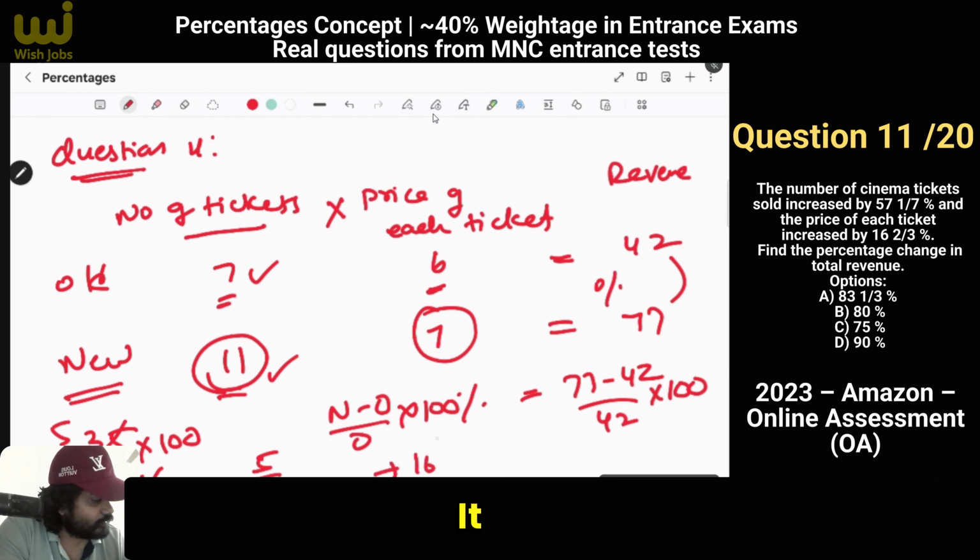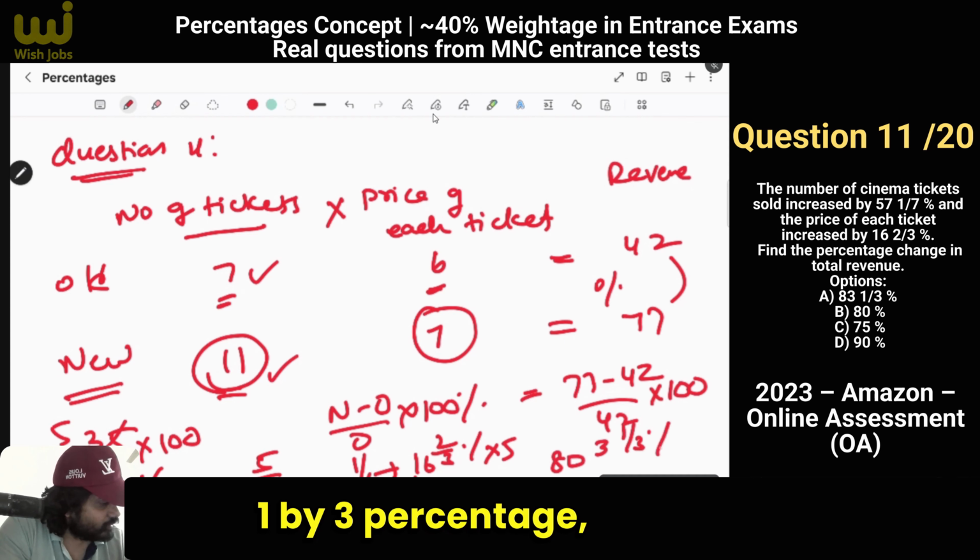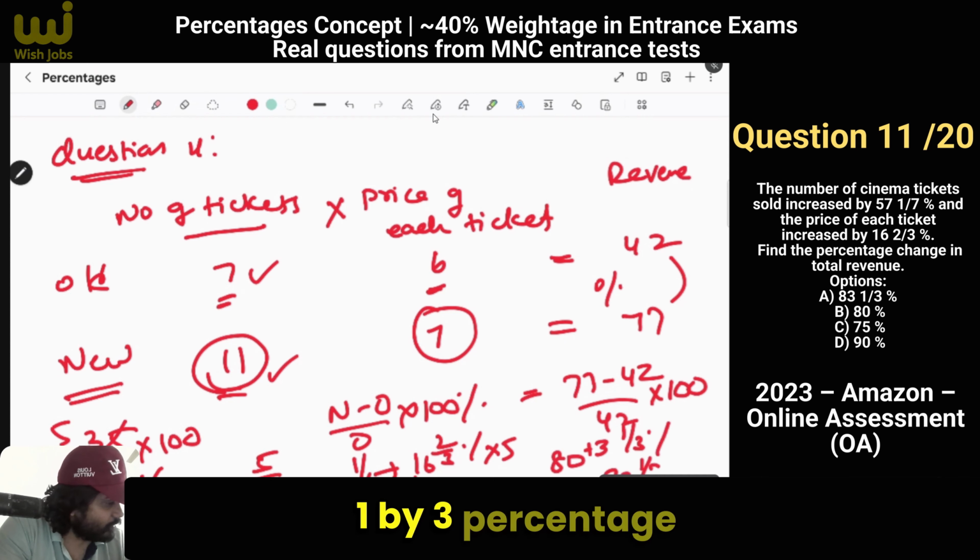What is 1 by 6? It is 16 2 by 3. Into 5, that is 5 6s are 30, 5 2s are 10. 10 by 3 is 3 1 by 3 percentage. That is 83 1 by 3 percentage is our answer.